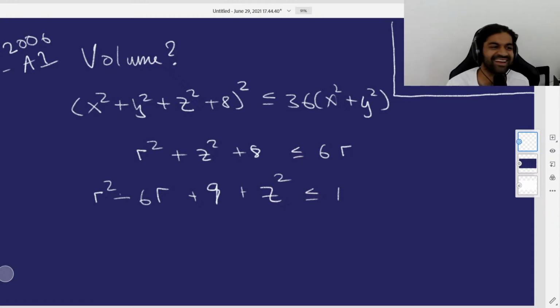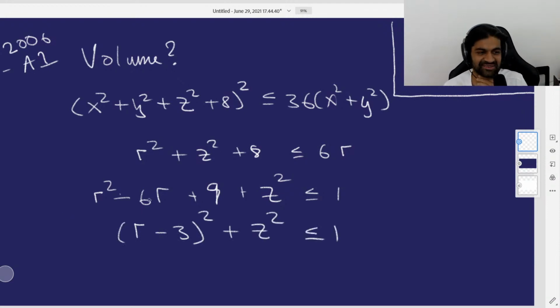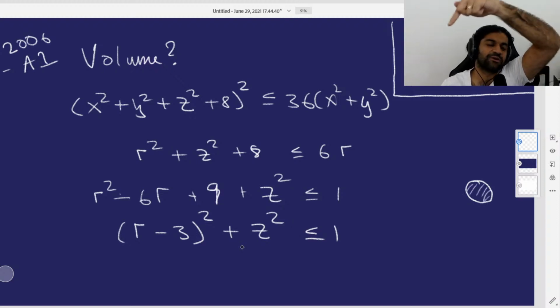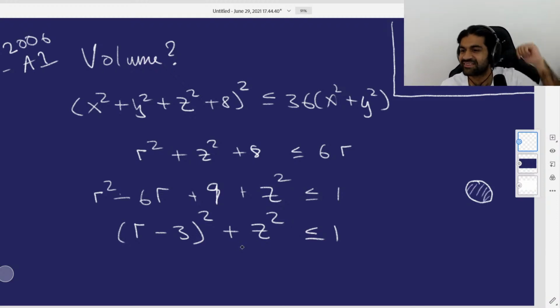Okay, math. They say you should never do math in front of a live audience, and so now you see why. So in any case, now I have this r squared minus 6r plus 9, so this is (r minus 3) quantity squared plus z squared is less than or equal to 1. If you stare at this for long enough, you'll realize that this is the equation of a torus. Actually, this is the equation of a donut. So you're taking a disk and you're rotating that disk about an axis.